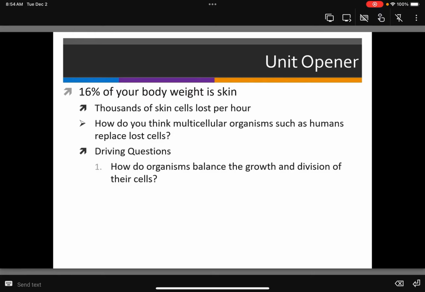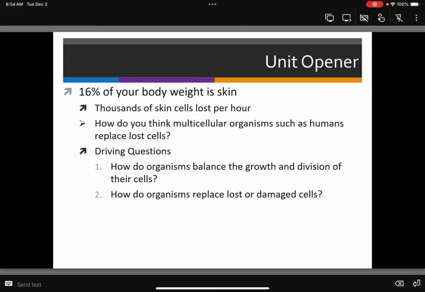So, how do organisms balance the growth and division of their cells? I don't expect you to answer them. These are the things that we're going to be able to answer at the end of the chapter. So yes, they are listed there on your paper. We will answer those at the end of the chapter though, okay? Because we don't know the answers to those yet. Do you have an idea? No. Maybe, maybe not, okay?